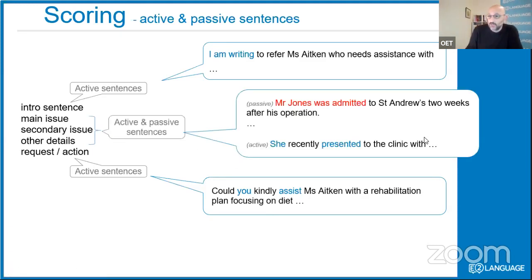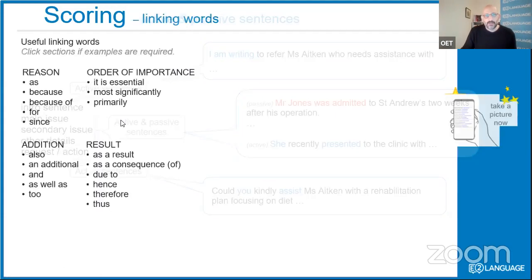Again, like I say, this is not a rule, but you will often use passive voice, things like Mr. Jones was admitted to St. Andrews 2 weeks ago. It's not important who did the admission. I could also be active: She recently presented to the clinic. It's fine. I don't lose anything as far as the overall formality is concerned, or as far as the efficacy of what I'm writing is concerned.